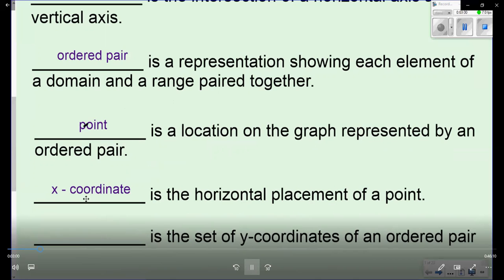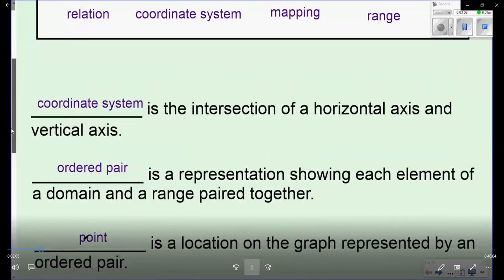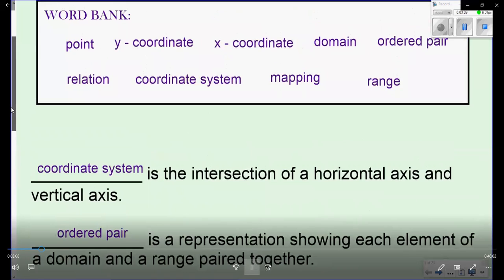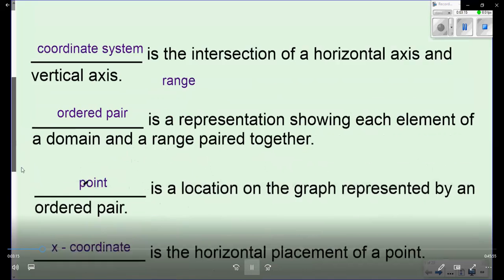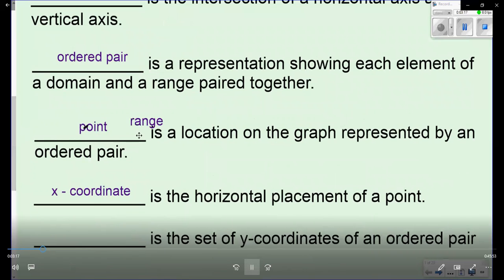Next one, blank is a set of y coordinates in an ordered pair. So what represents the y coordinates in an ordered pair? Another name for y? Range. So a range is a set of y coordinates in an ordered pair.